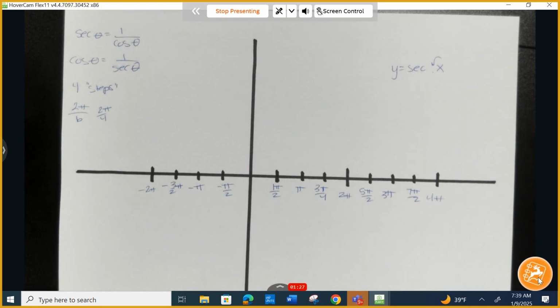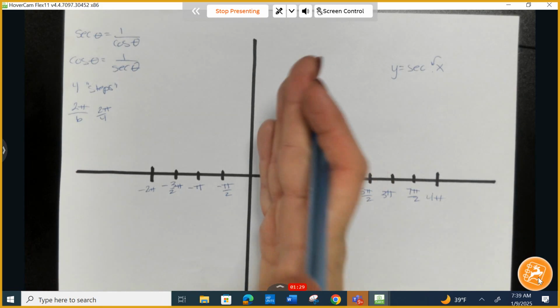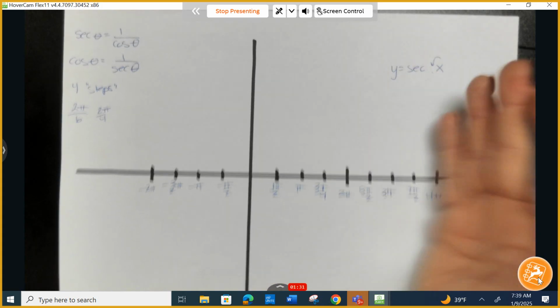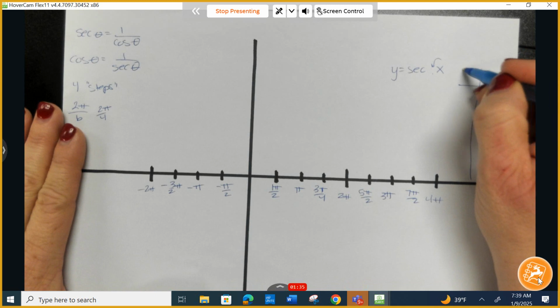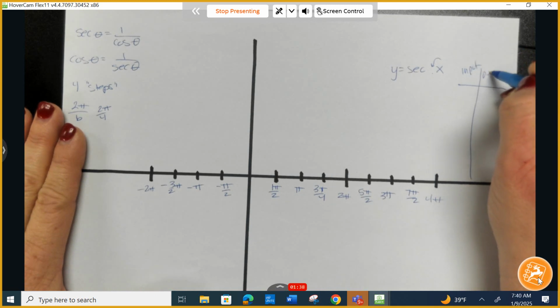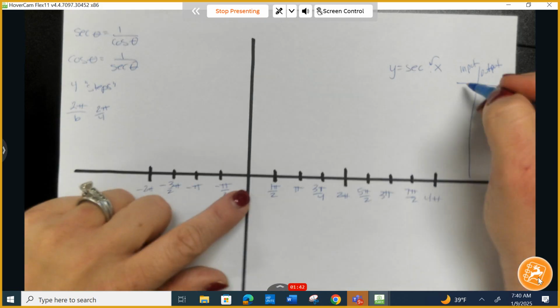Now it's time to come up with the outputs. Each one of these points will be our input. So I'm going to make a little table off to the right-hand side. This is going to be my input value, and this is going to be my output value. That's how functions work. So I'm going to start with 0.